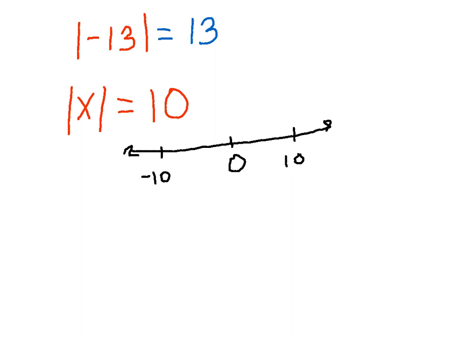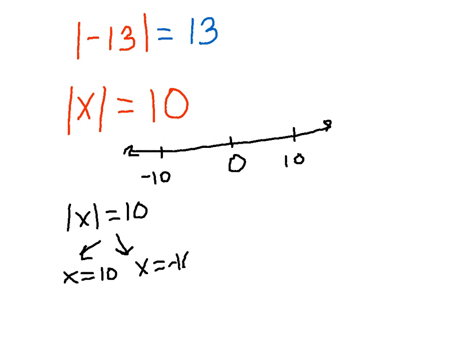So when you have the absolute value of x equal to 10, or when you have any absolute value in an equation, you have to break it into x equal to 10 and x equal to negative 10. Because when you take the absolute value of a variable, whatever is inside could be a positive number or a negative number. We have to be careful.